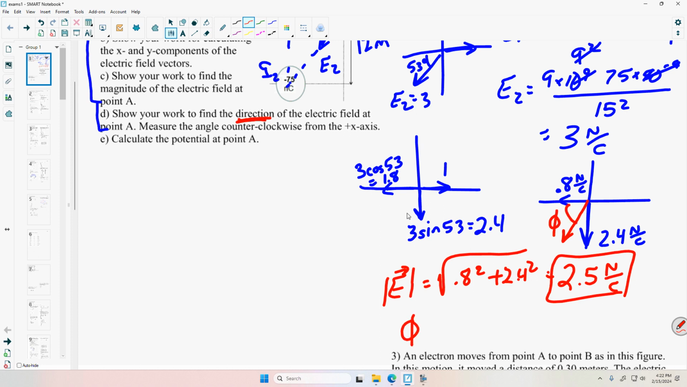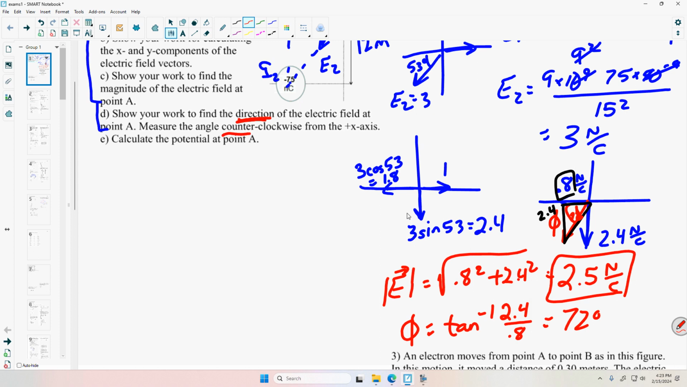I'll call it phi. Phi is the inverse tan of 2.4 over 0.8. Right with me on that? Where that came from? Well, I have a triangle right here. This side is 2.4. This side is 0.8. That's opposite over adjacent. So that gives me the inverse tan of 2.4 over 0.8. That's the inverse tan of 3, which is 72 degrees. All right, that means that this angle right here is 72.